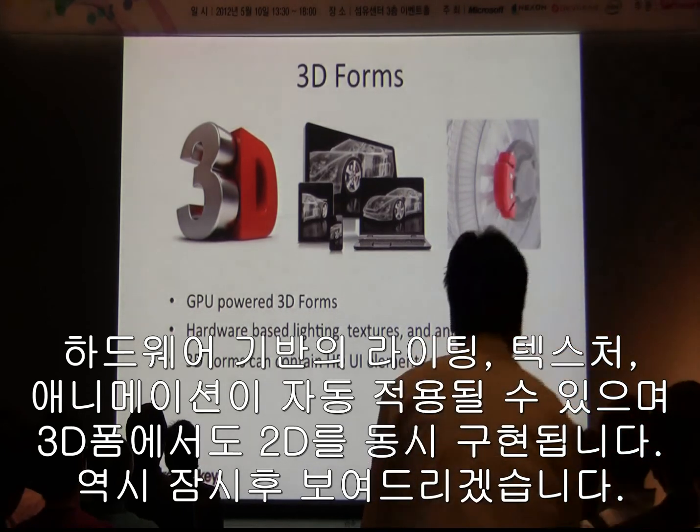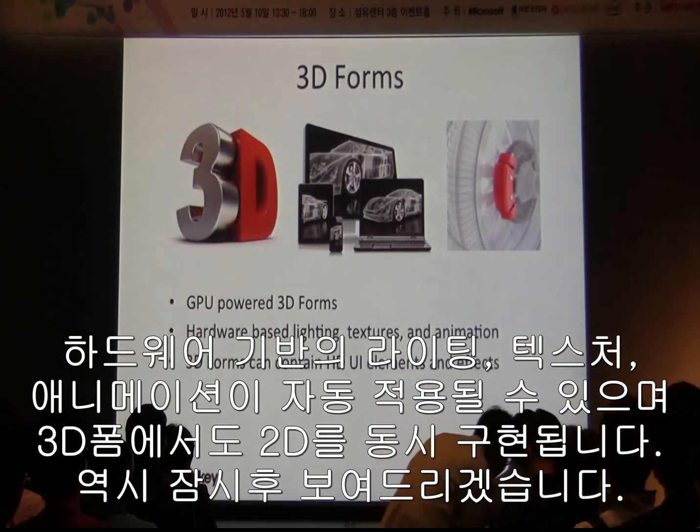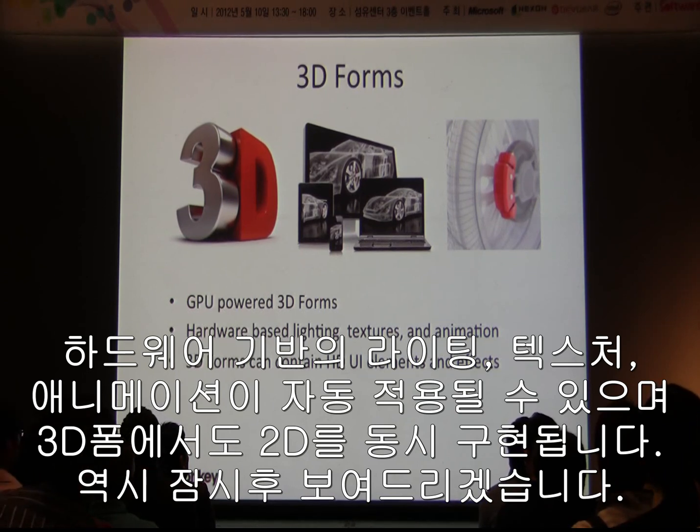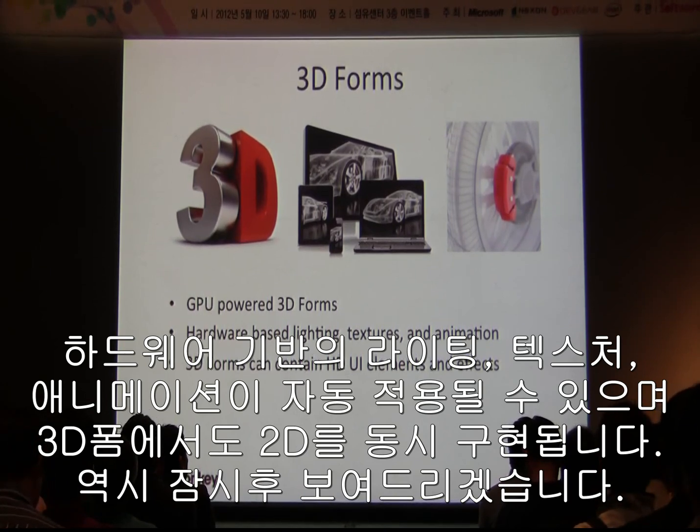With FireMonkey, we do make calls through the FireMonkey layer down to the hardware layer so that you get lighting, textures and animation automatically. The interesting thing with the 3D forms is they can also contain HD or 2D user interface controls also. And we'll walk through a little bit of an example to show you how you can quickly and easily put those things together.